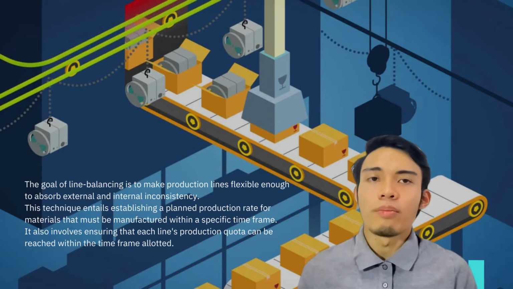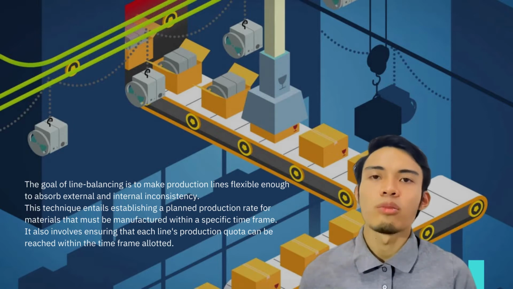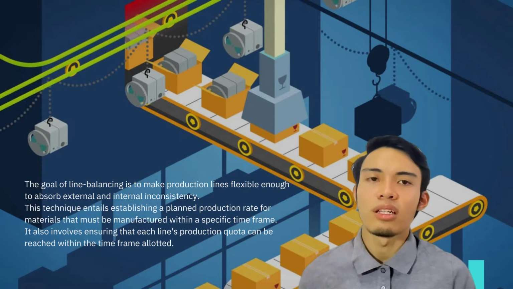Moreover, proper line balancing necessitates ensuring that each line segment's production quota can be reached within the time frame allotted, utilizing the available production capacity. A variety of terminology is used in the assembly line balancing system. Each has its significant purpose.